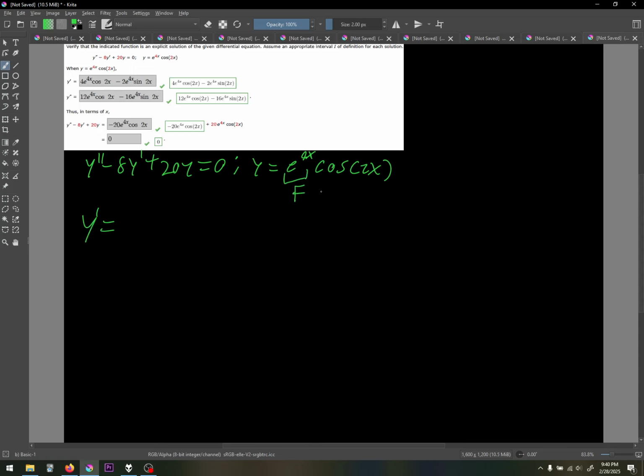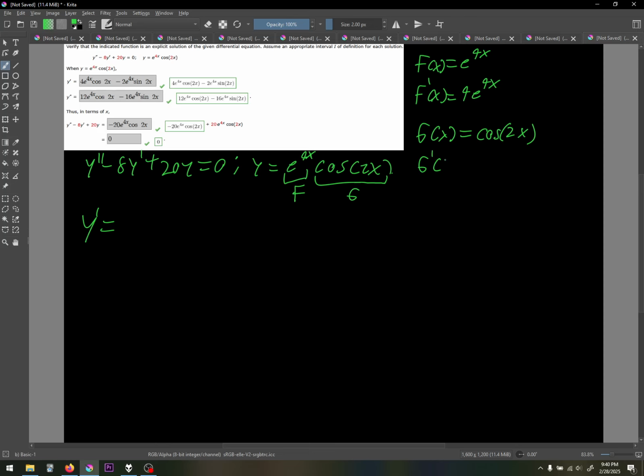So this is going to be equal to f, and this is going to be equal to g. Double product rule. So f of x is equal to e to the 4x. f prime of x is equal to 4e to the 4x. And now we have g of x equals cosine 2x.